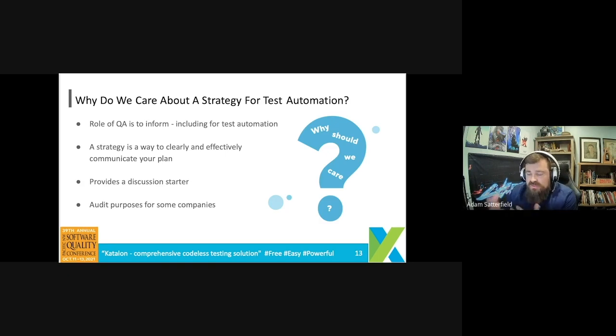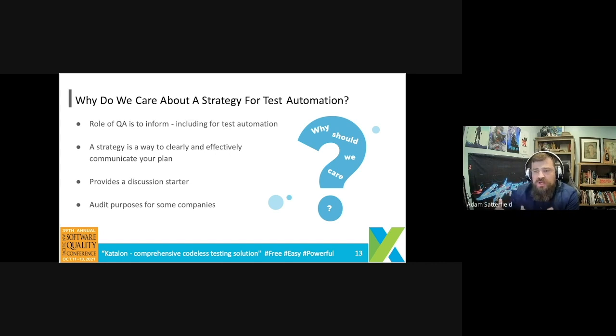So, we talked a little bit about what happens when you don't have an overall test strategy, as well as obviously finding out that a test automation strategy is really just a smaller piece of your larger test strategy. So why do we really care about a strategy for test automation then? I believe it is the role of quality professionals to inform. We inform on the risk, we inform on the capabilities, we inform on the functionality. And test automation is a very strong way to have a reliable, repeatable process to inform.